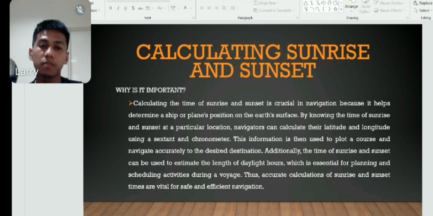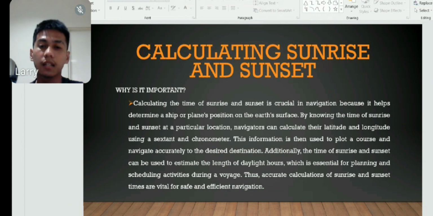or plane's position on the Earth's surface. By knowing the time of sunrise and sunset at a particular location, navigators can calculate their latitude and longitude using a sextant and chronometer. This information is then used to plot a course and navigate accurately to the desired destination.